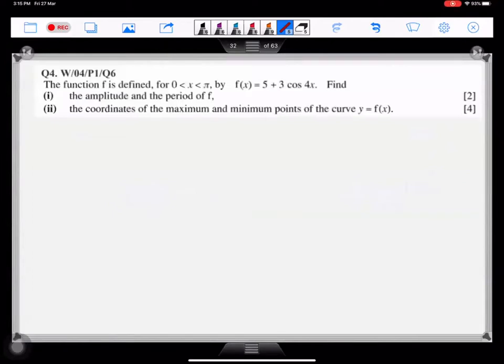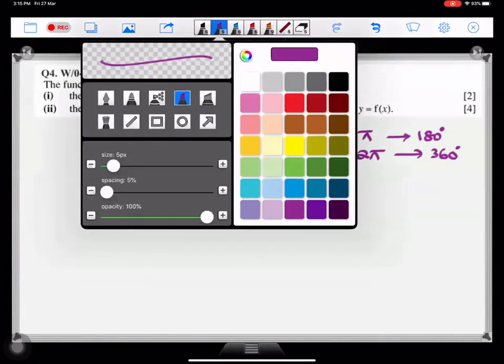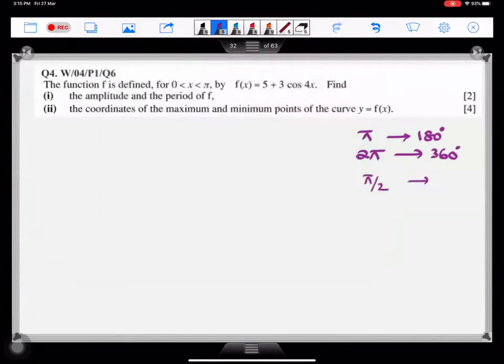The function f is defined for x lying between 0 and pi. Now we all know that pi is 180 degrees. Therefore, 2 pi is 360 degrees. We should also remember that pi by 2 is 90 degrees. Pi by 4 is 45 degrees. Pi by 3 is 60 degrees. Pi by 6 is 30 degrees.